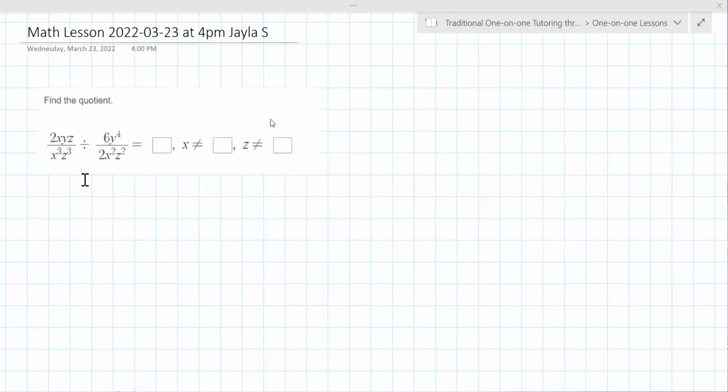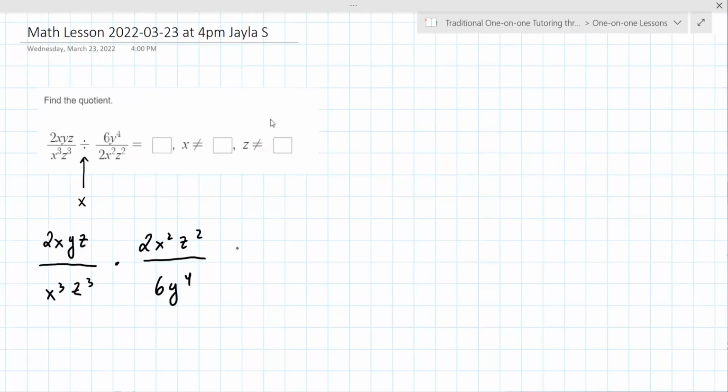One of the things I'll remind you of here is that division is really multiplication by the reciprocal. So we're going to write this as 2xyz over x cubed z cubed, and then we're just going to flip this. So it's 2x squared z squared over 6y to the fourth. Probably the best thing to do here is to make one fraction by combining everything in the top and then everything in the bottom.